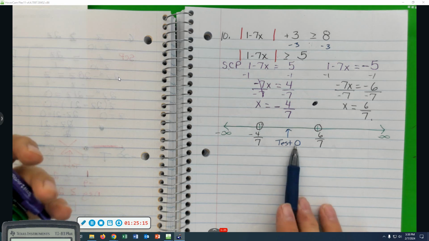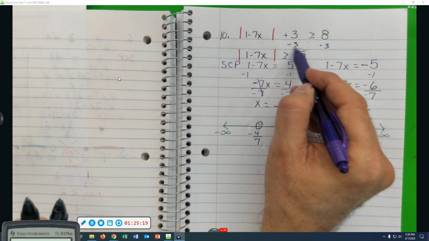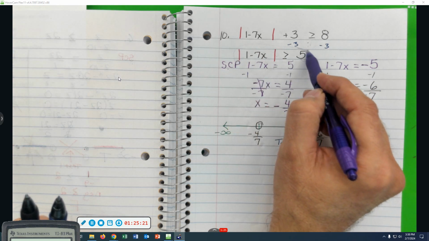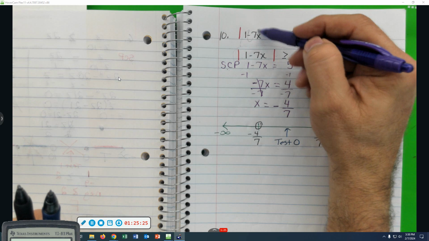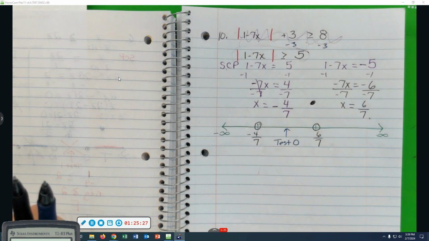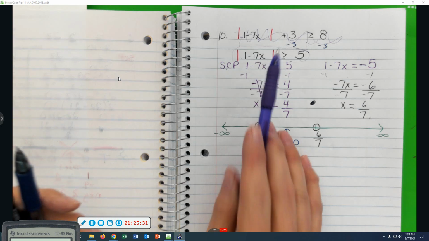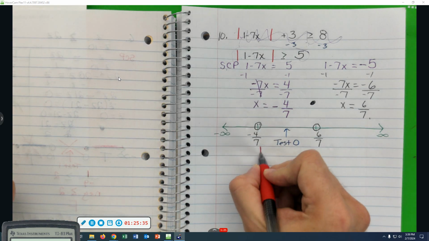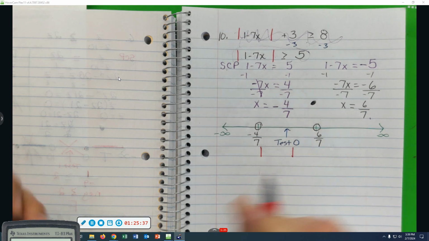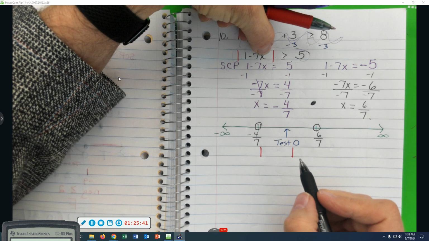Now, when you test, I think it's easier to test with the absolute values isolated. Theoretically, you can use it here, but as a general rule of thumb, once you've isolated the absolute value, I think it's easier just to use this one right here. So let's be careful. I'm plugging a 0 in. Here are my red absolute value bars. I'm plugging a 0 right here.